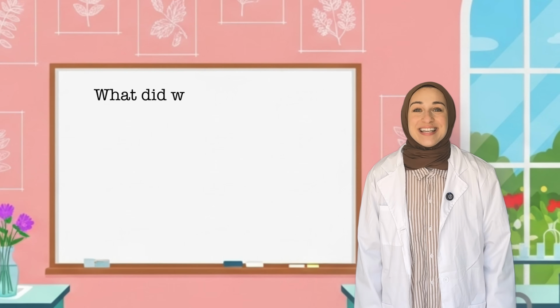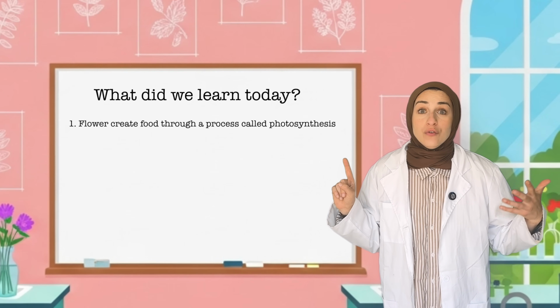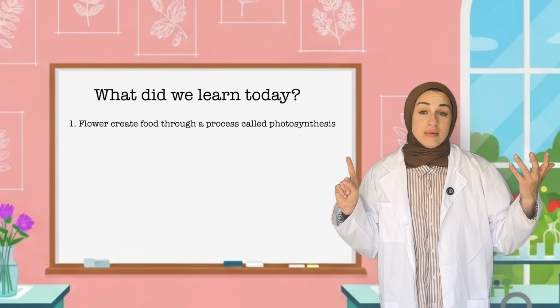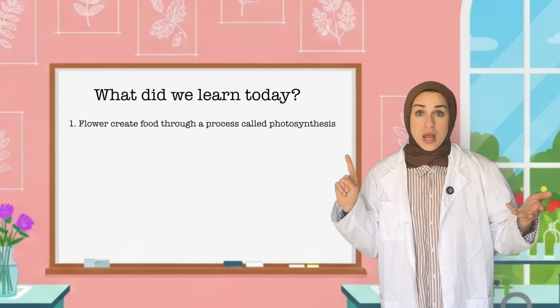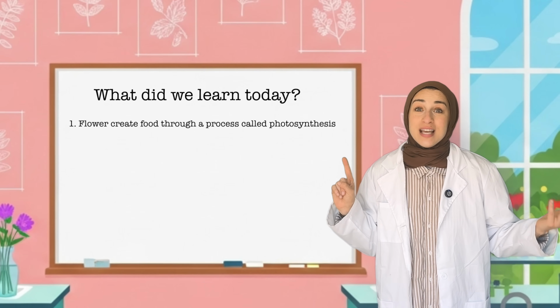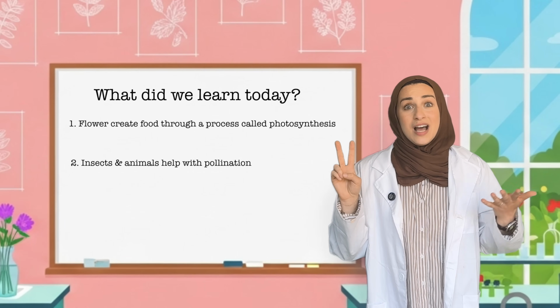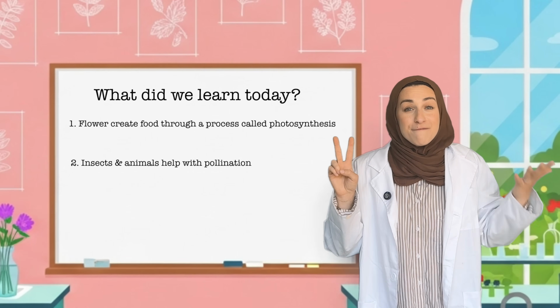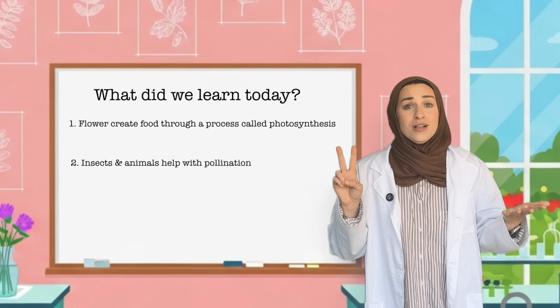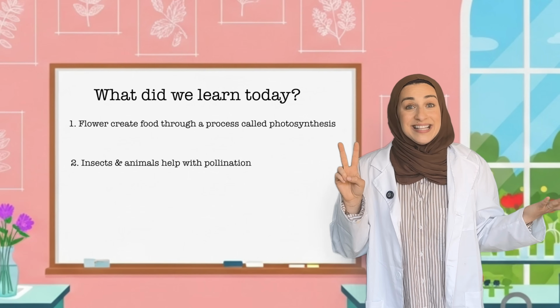So what did we learn today? We learned that 1, flowers create their own food through the sun, leaves, water, and carbon dioxide. This process is called photosynthesis. 2, bees, insects, and other animals help pollinate flowers. And this is so important so flowers can make more seeds to feed more animals and insects.